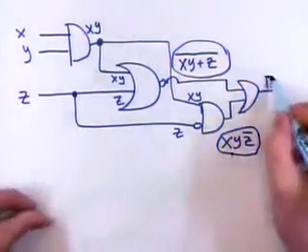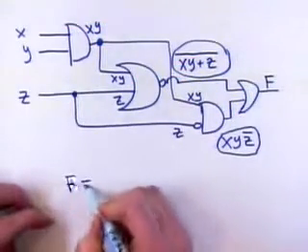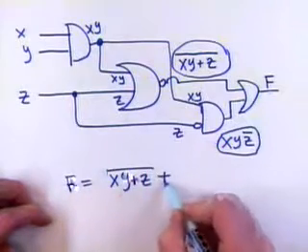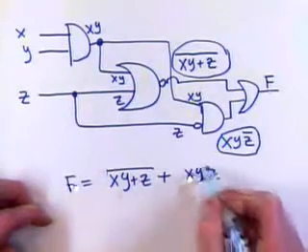So my final function, let's call that F. Say F is equal to XY plus Z, all negated, plus XY not Z.